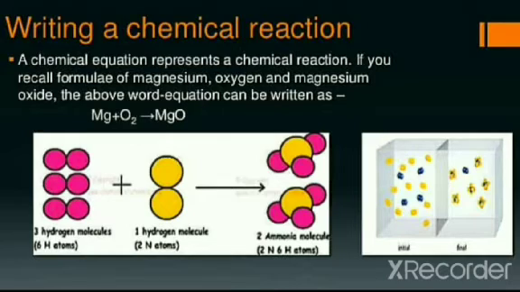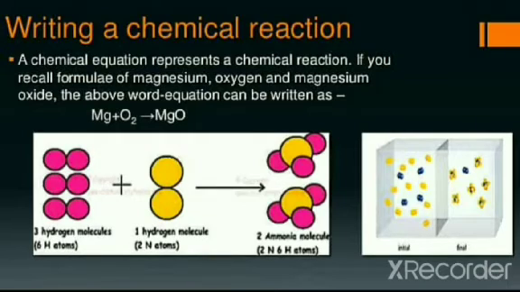Here in this case, the number of atoms of magnesium present on the reactant side is 1 and on the product side with magnesium oxide, the number of atoms of magnesium present is 1. That means 1 atom of magnesium is present on both sides of the equation.